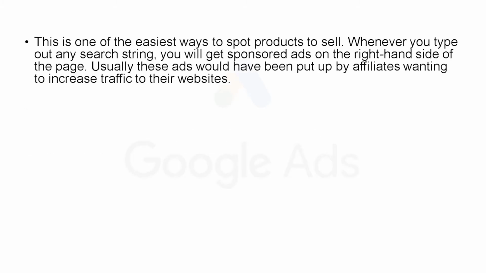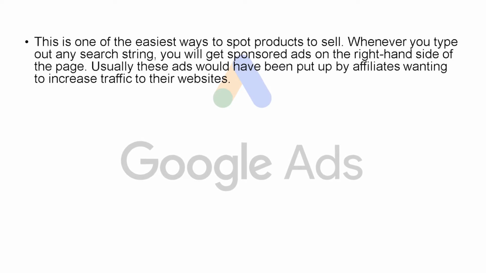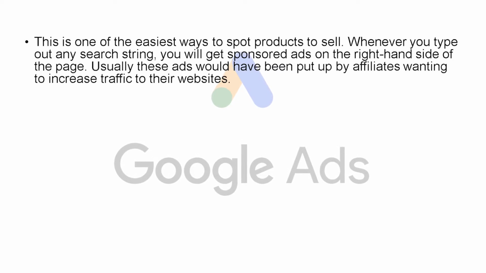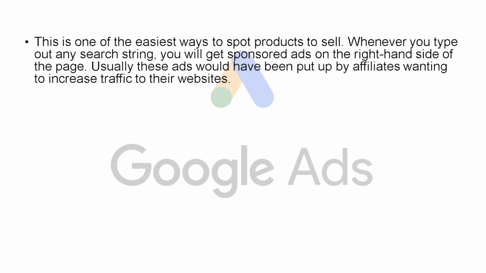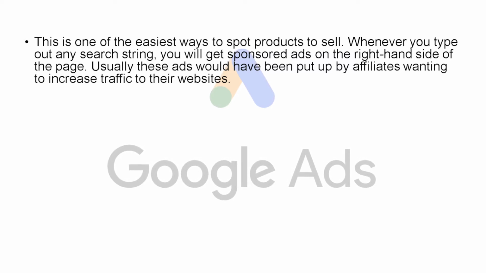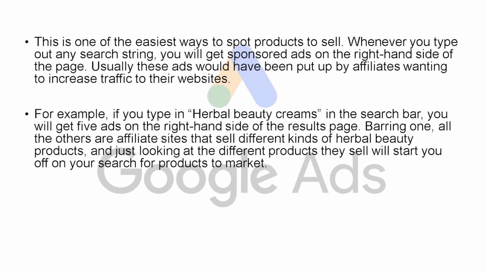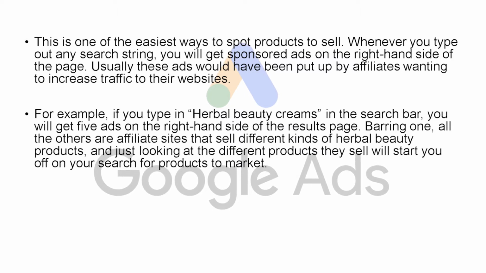Google AdSense. This is one of the easiest ways to spot products to sell. Wherever you type out any search string, you will get sponsored ads on the right-hand side of the page. Usually these ads would have been put up by affiliates wanting to increase traffic to their website. For example, if you type in herbal beauty cream in the search bar, you will get 5 ads on the right-hand side of the result page.